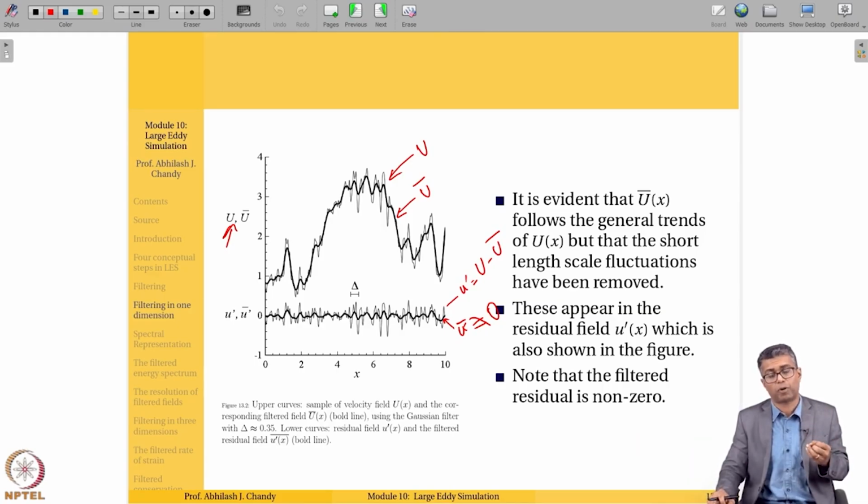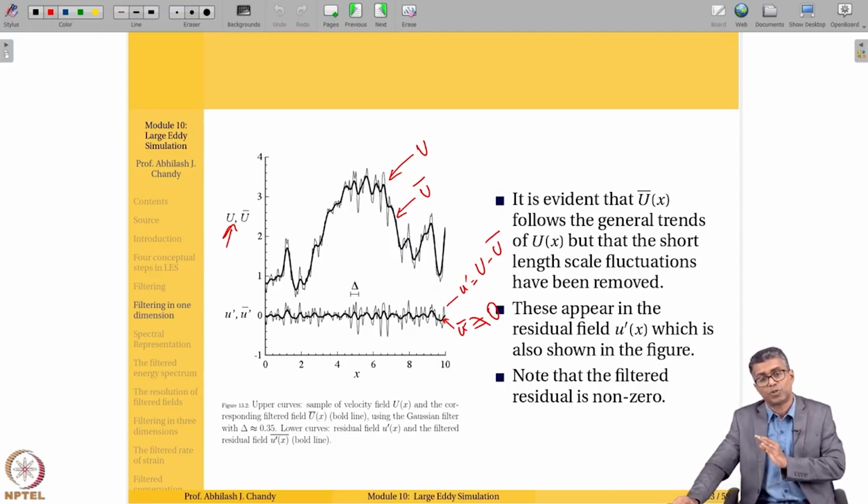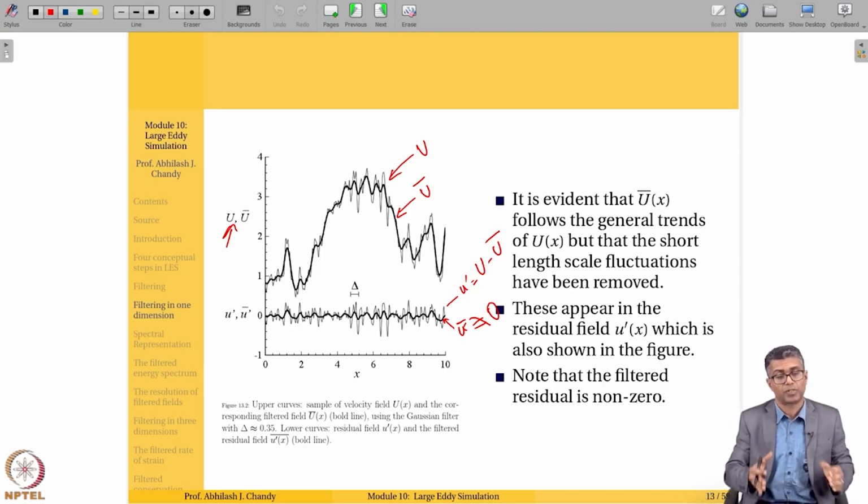The second most important point is that when you filter the residual field, you're not going to get a zero value. So the filtered residual field is again another random variable. U is random, U bar is random, U prime is random, U prime bar is also random. All the filtering does is smooth it out. It is not eliminating any unsteady components. You are still going to get an unsteady component no matter how many filterings you do.